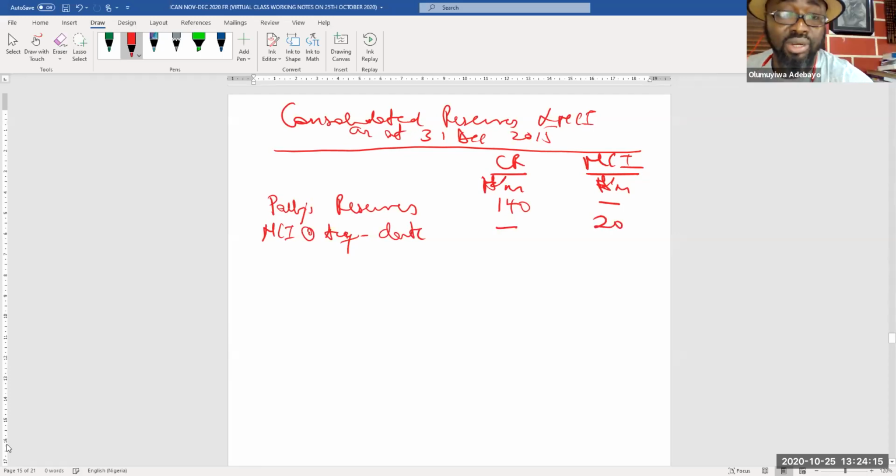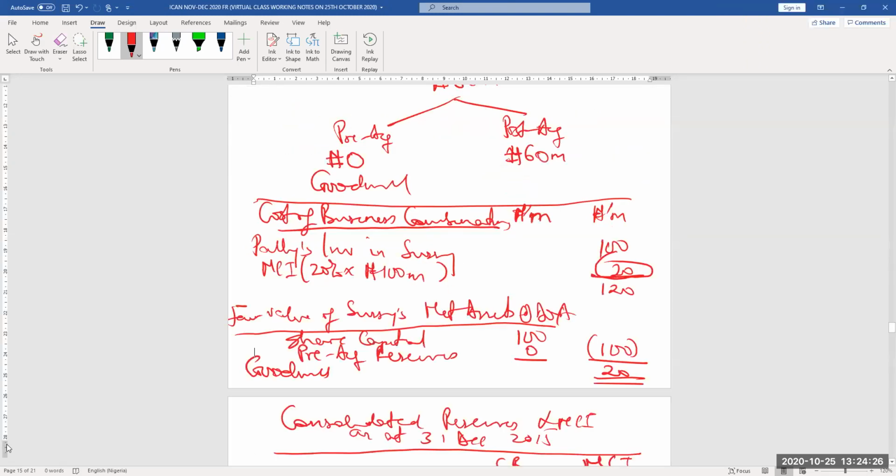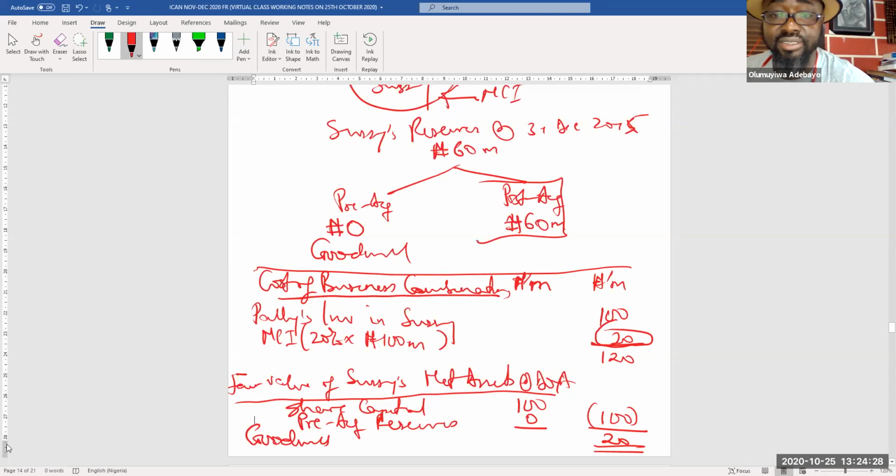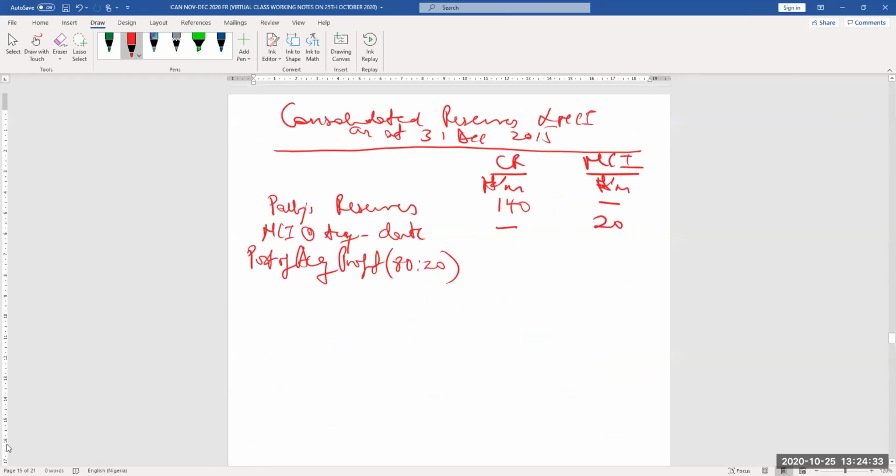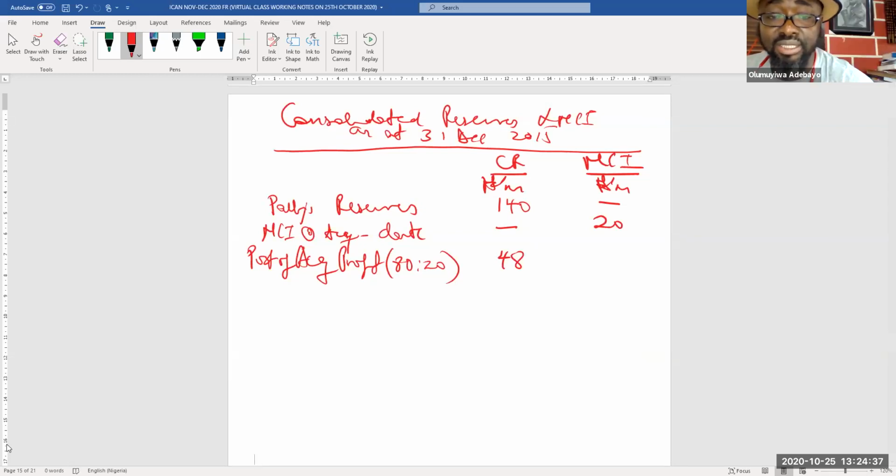20. Now, what is common to both is share of post-acquisition profits. And they have to share it in what ratio? 80-20. What are they sharing? They are sharing this 60, which is the return. Is that not? Yes, sir. 80% of 60 is 48, and 20% is 12. Okay. No other adjustment. We have 188 and we have 32.